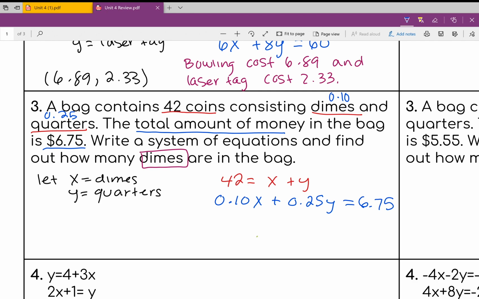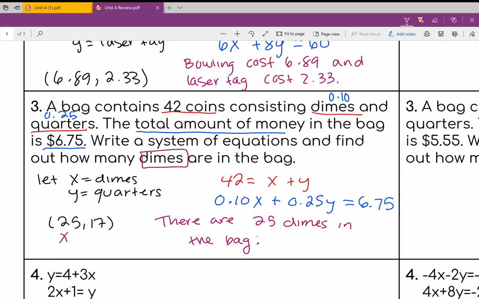So you're going to do the same thing. You're going to graph this on your calculator and use menu 64. After you do that, you get the answer of 25, 17. And remember, it only wants us to find dimes, and we knew dimes is our x value. So our sentence would be, there are 25 dimes in the bag. If they were asking for quarters, we would say there are 17 quarters in the bag.